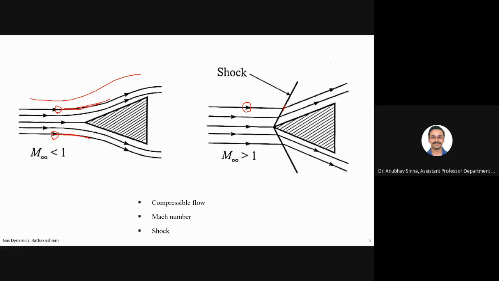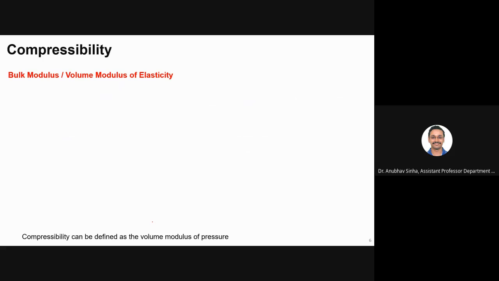Now, when we talk about these types of flow, we'll be talking about compressible flow. What are the effects of compressibility? Then we'll talk about shock. A very important parameter here is the Mach number, which we'll define. First, let us try to understand what compressibility is, or when we call the flow compressible. To define compressibility, I'll talk about bulk modulus or volume modulus of elasticity. This can be defined as stress divided by strain.